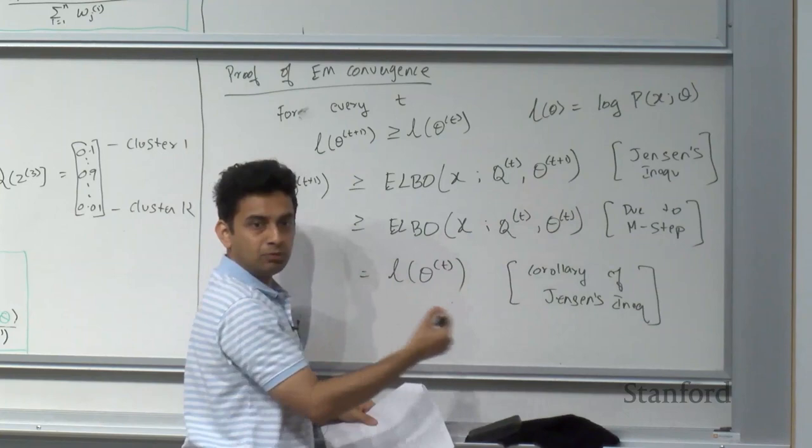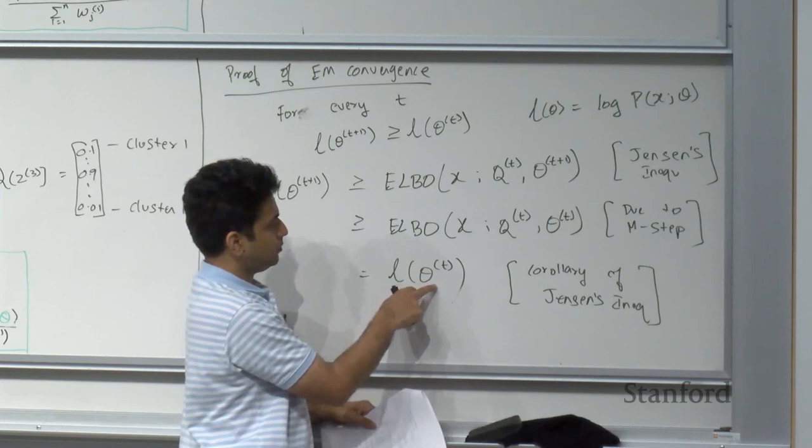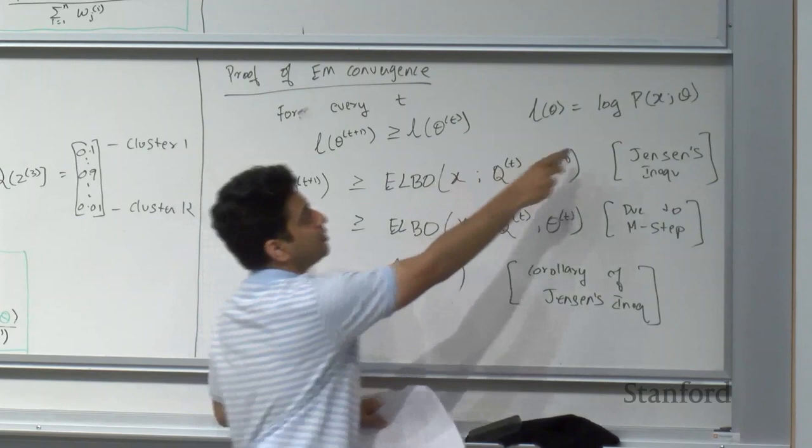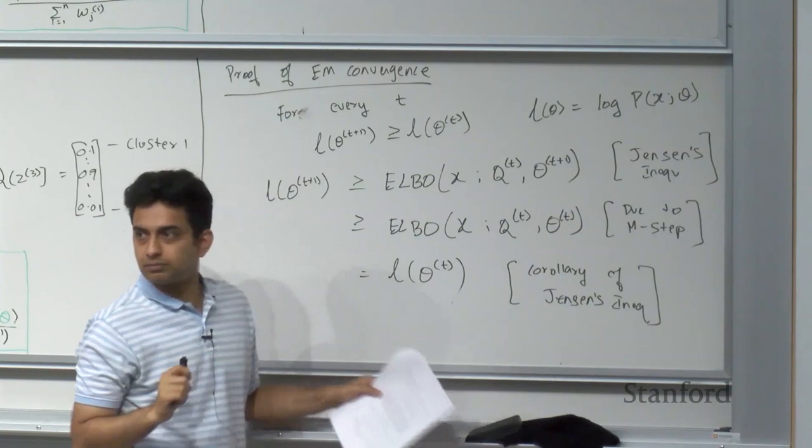But L theta of t takes in the previous q, right? Not the current q. So L theta of t has no q, right? L theta of t is just L theta of t. L theta of t is just log p of x. There's no q in it. Okay. Right? Is this clear? Any questions?